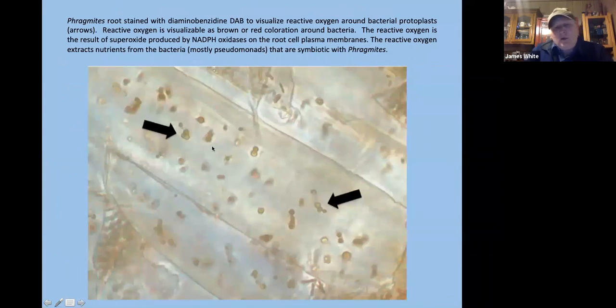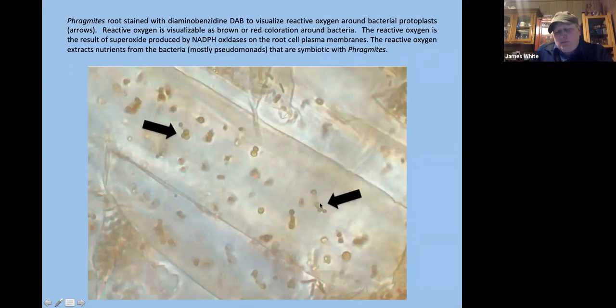Okay, this is one of the Phragmites, that big grass, root epidermal cell. And you can see these little brown things. These actually show the bacteria, these bacterial protoplasts inside the Phragmites cells. And you can see this arrow here. There's like 3 in a line here. You can see the big one, that's the oldest one. And you can see the smallest one there, that's the youngest one.